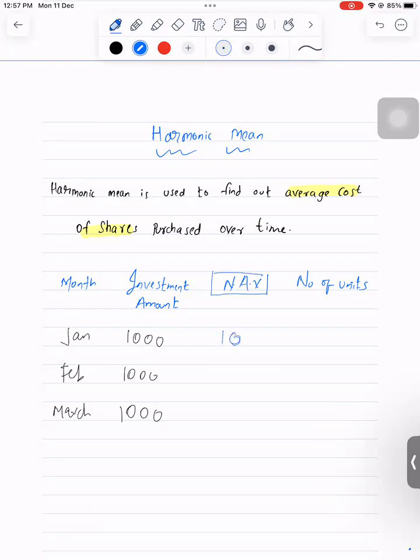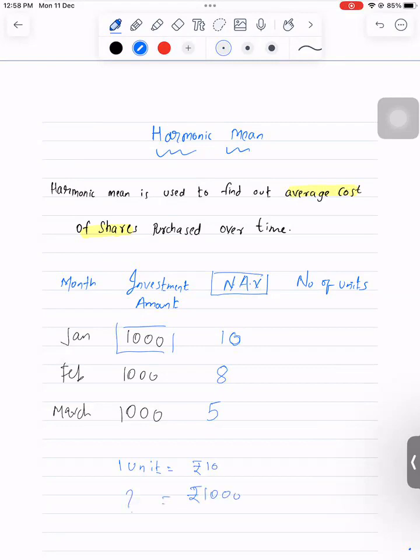Okay, Feb NAV is, let's say, 8, and March NAV is, let's say, 5. Now we will try to find out the total units we have purchased. In January, to buy 1 unit we need to pay 10 rupees, but we are actually paying 1,000. So if 10 rupees gets me 1 unit, how many units will I get for 1,000 rupees?